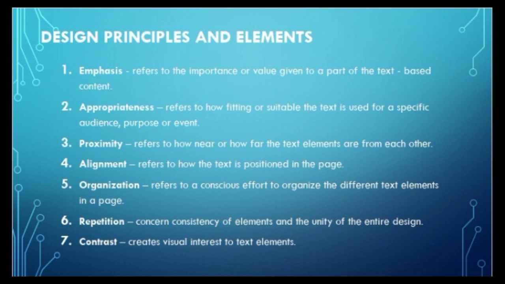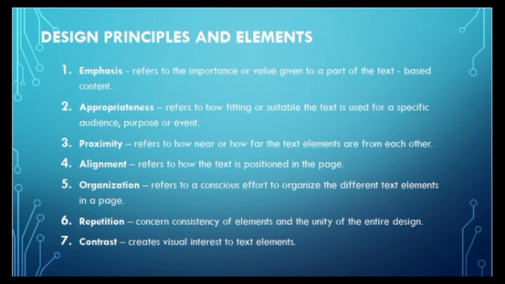The third one is the proximity. It refers to how near or far the text elements are from each other. So when two things are closely related, we bring them close together. Otherwise, we put text far from each other. For example, the main title and subtitle are usually placed close to each other. Fourth is the alignment. It refers to how the text is positioned in the page. This can be left, right, center, or justified.